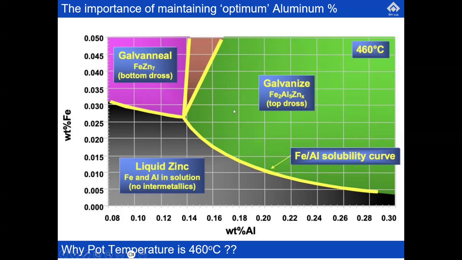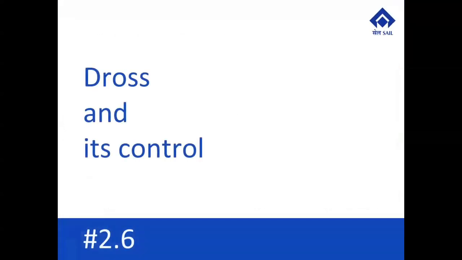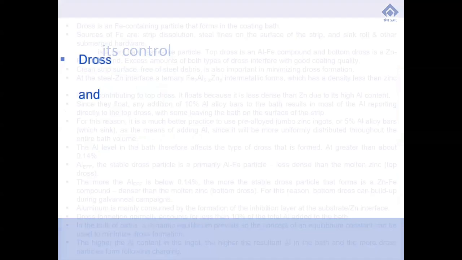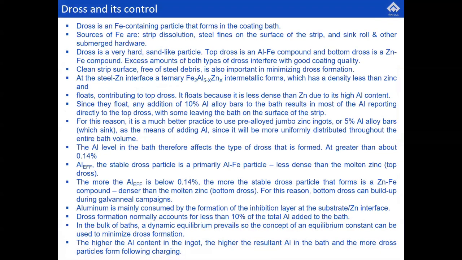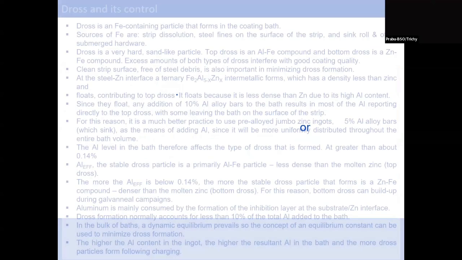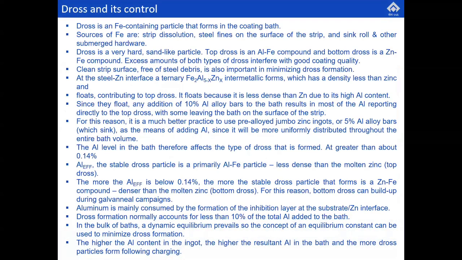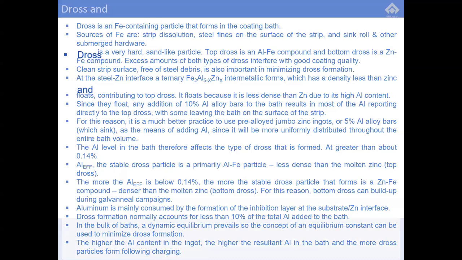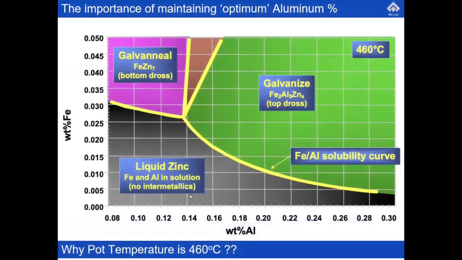Now this brings us to the term dross. Dross is an unavoidable part of the galvanizing process. It is formed because of the formation of this intermetallic when aluminium is enhanced over 0.14%. It is basically what we call the cream over milk. We have a molten zinc pot where the liquid zinc is. On top of the liquid zinc, like cream floats over milk, the top dross floats over the pot, which we need to manually skim and remove.